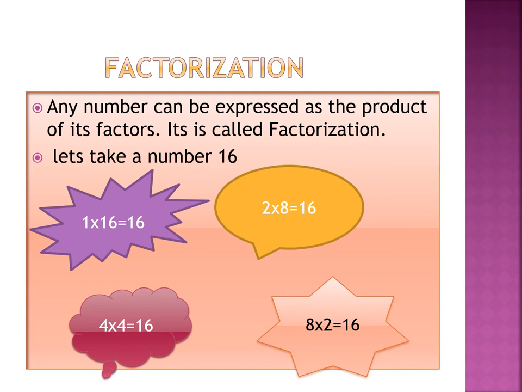Let's take a number as an example, 16. Here there are 4 pictures in front of you. 1 multiplied by 16 is equal to 16. 2 times 8 equals 16. 4 into 4 equals 16. And 8 into 2 equals 16. So this is how we can do the factorization of 16.